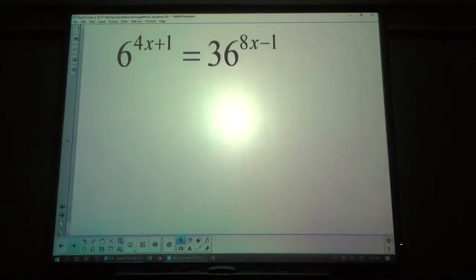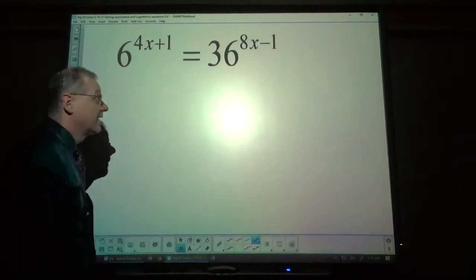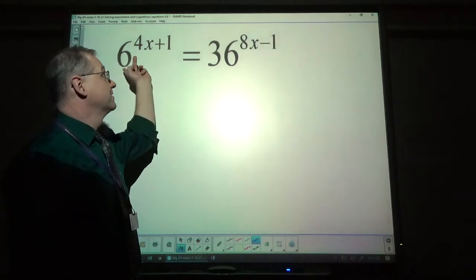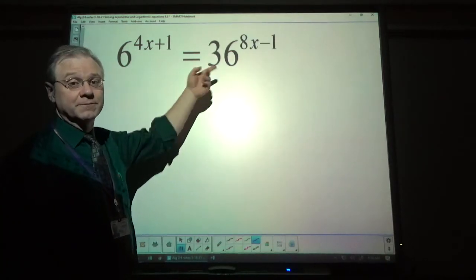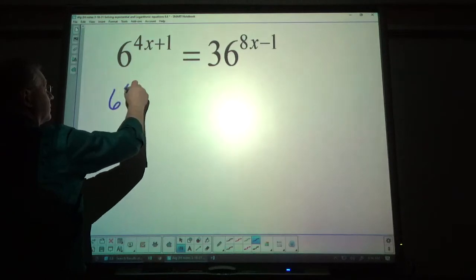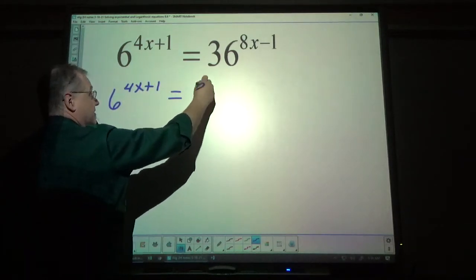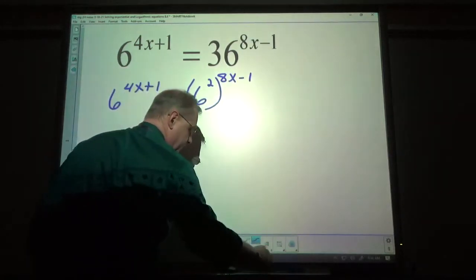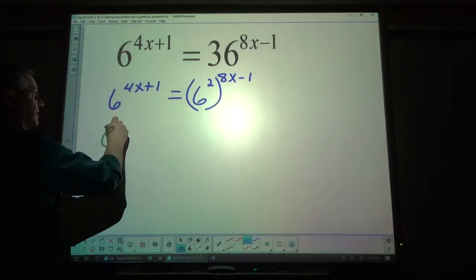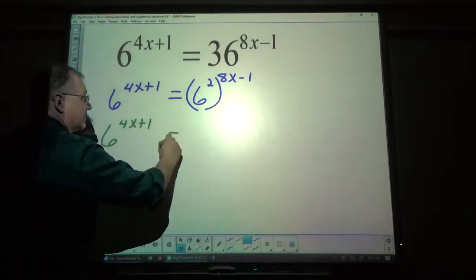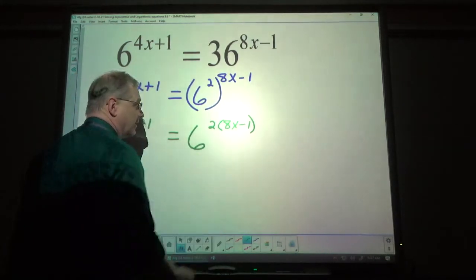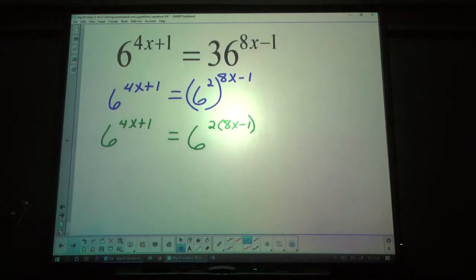Here's the next example. What happens when the bases are not the same? Well, can I rewrite the bigger number as 6 in this case to a power? Yes. 6 to the second is 36, to the 8x minus 1 power. So I can say that 6 to the 4x plus 1 equals 6 to the 2 times 8x minus 1. Now I'm just writing it out like that. I know you could distribute it.